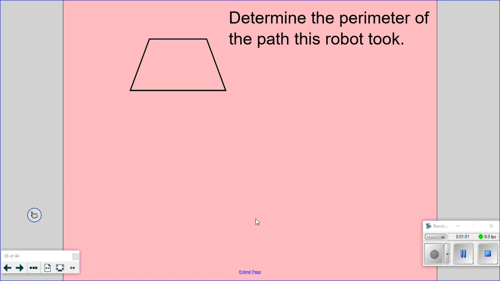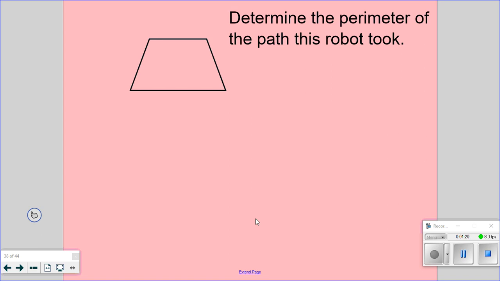What does the perimeter measure? If you don't know, you can look in your notebook. Sean, what does the perimeter measure? The outside. The outside of a shape.